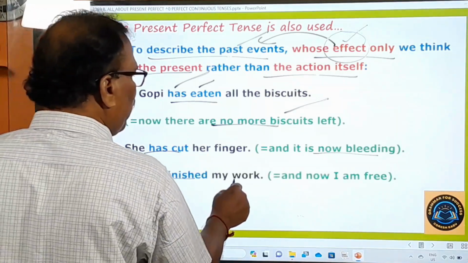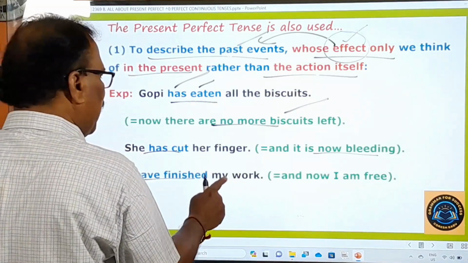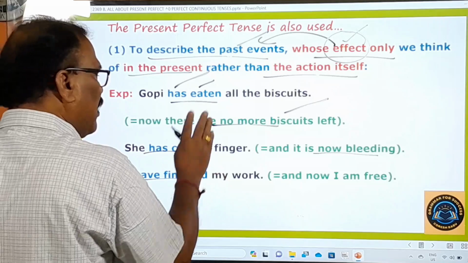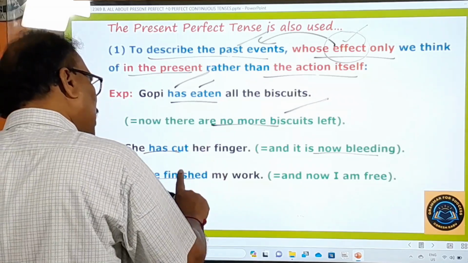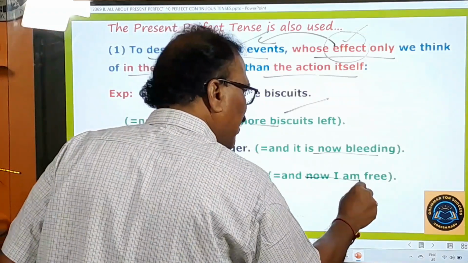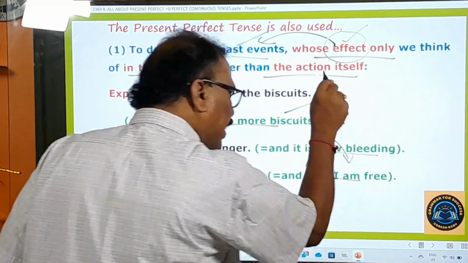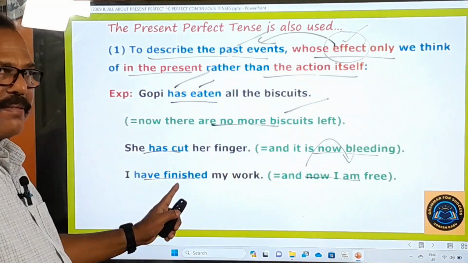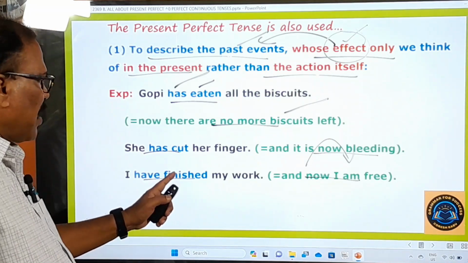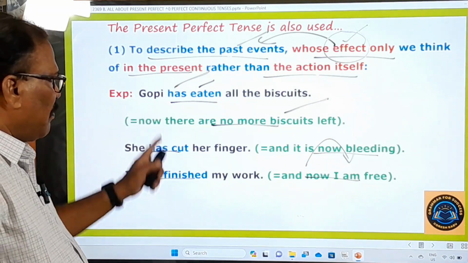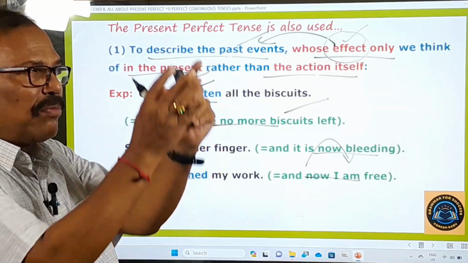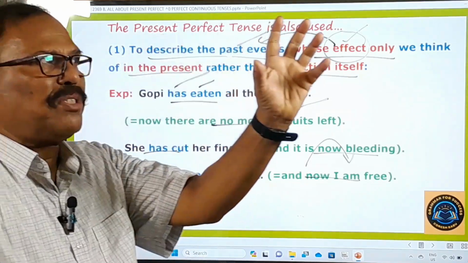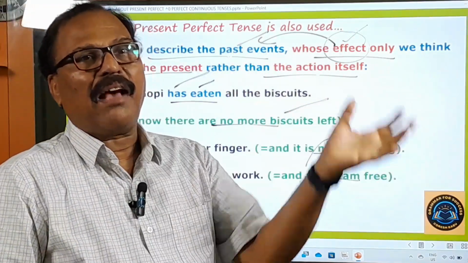I have finished my work. So finished your work now. I finished my work long ago. But we are not thinking about this action, but about its effect. And what is the effect? Now I am free. And to think of this, we are using this. If you speak the past action in the present perfect, it means we are not giving importance to the actions themselves, but the effect they have caused.